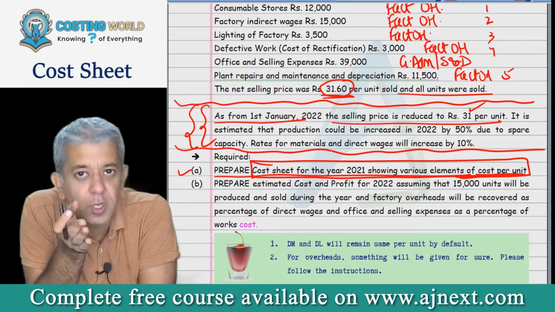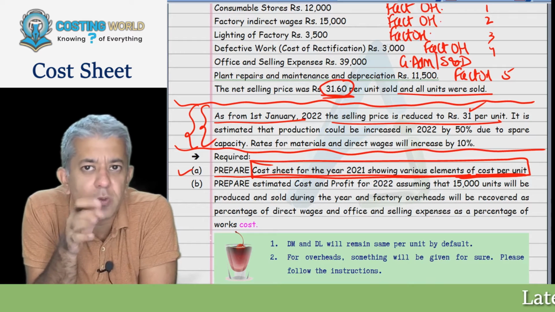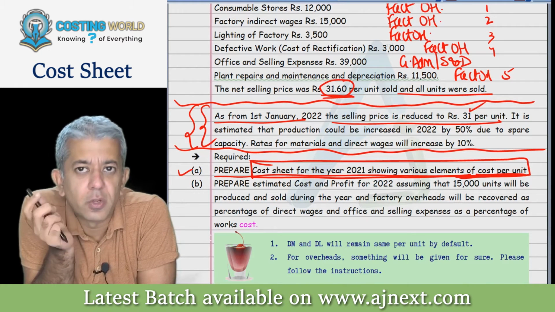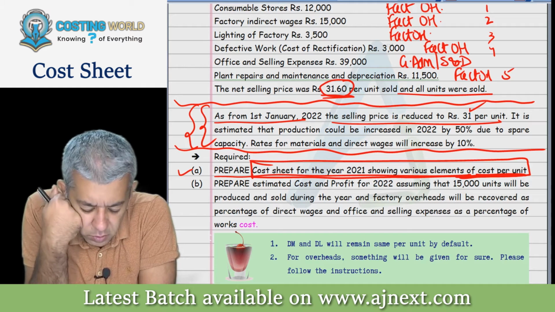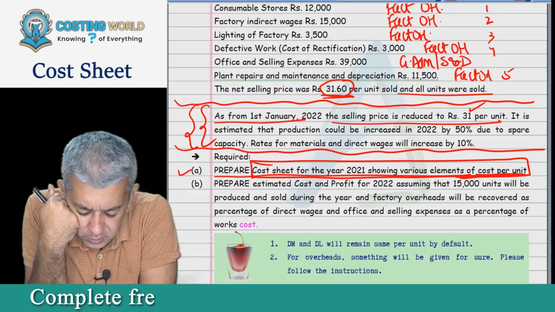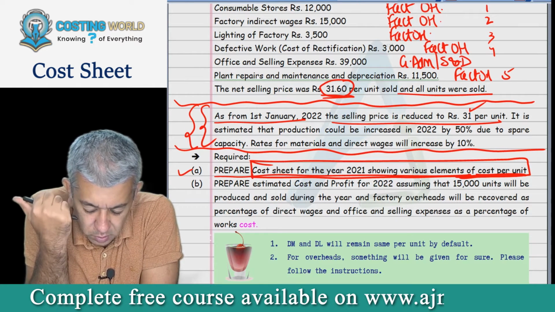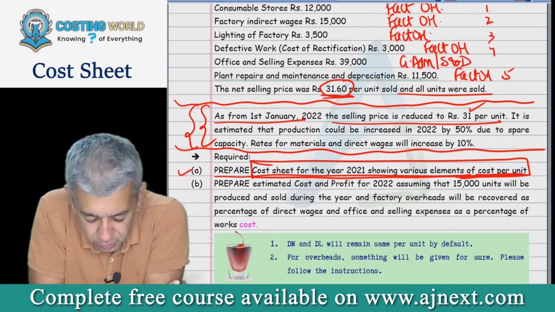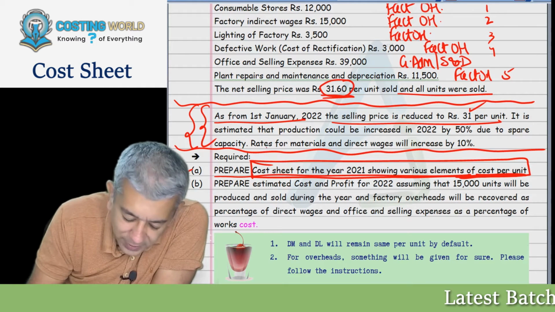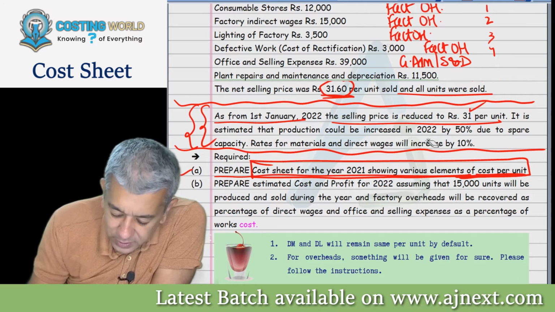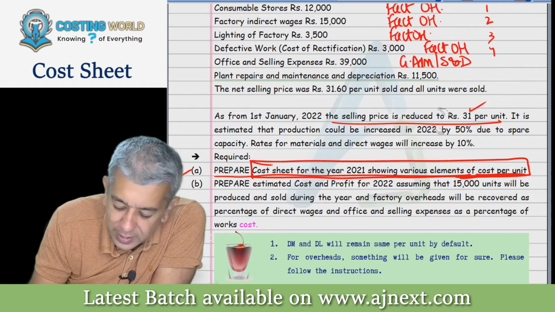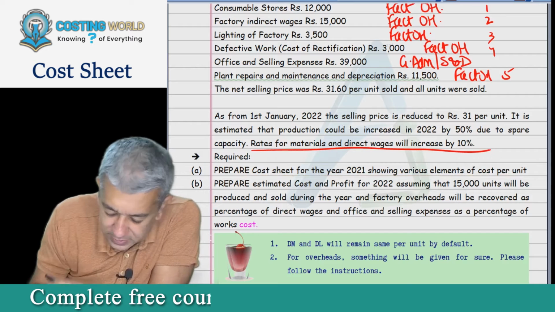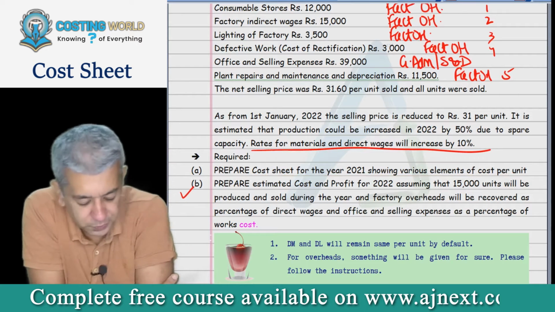Tell me one thing, in 2021, how many units had we produced? 10,000. Now you are going to be producing 50% more. So how much are you going to be producing this year? 15,000. Okay, this 15,000 number you will be getting once more in part B also. Due to spare capacity. Underline this line please. Rates for material and labor will be increasing by 10%. Please underline this line.